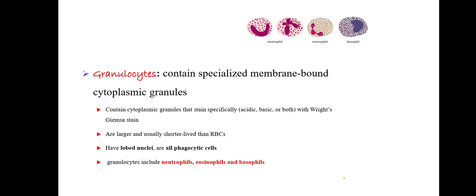One thing about these granulocytes is that they have a lobed nucleus and they are all phagocytic cells. So what do we mean when we say they are all phagocytic cells? They are able to ingest a particular pathogen that is coming. They are able to phagocytize a certain foreign substance. This is what we mean, they are phagocytic cells. So finally, the granulocytes include the neutrophils, the eosinophils, and the basophils.